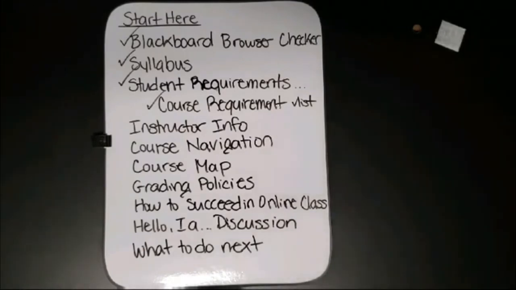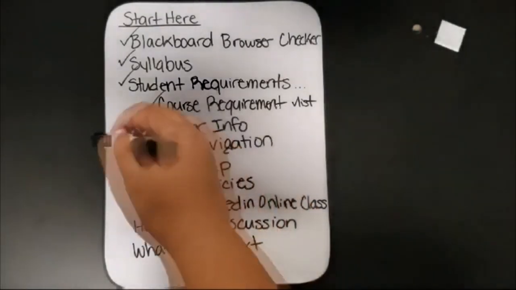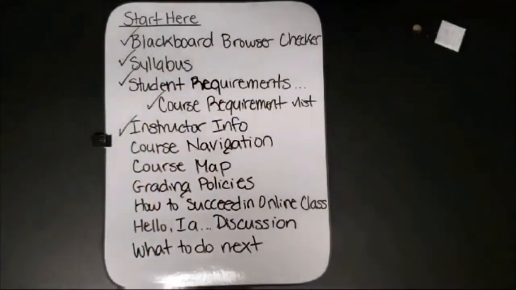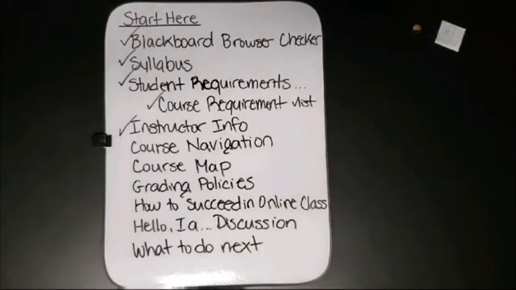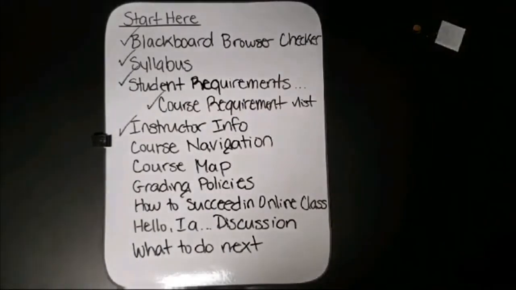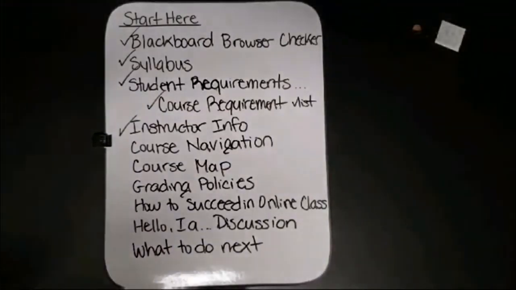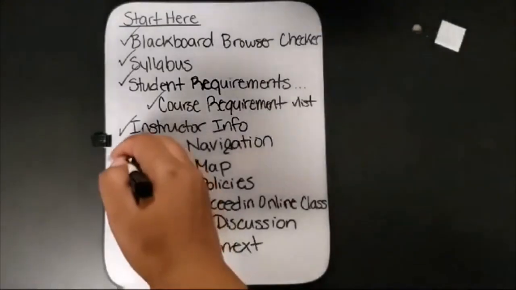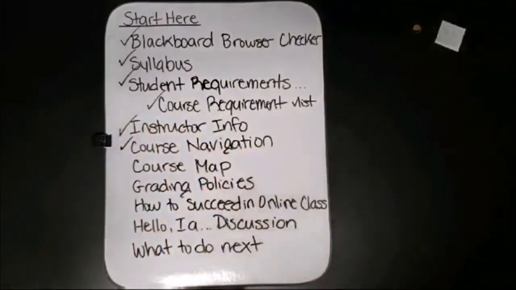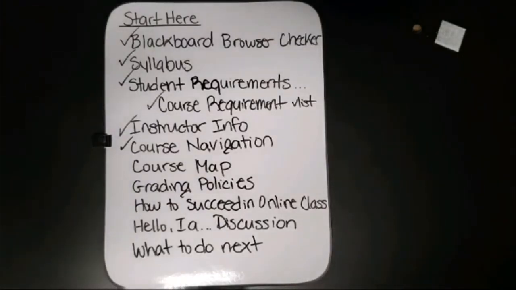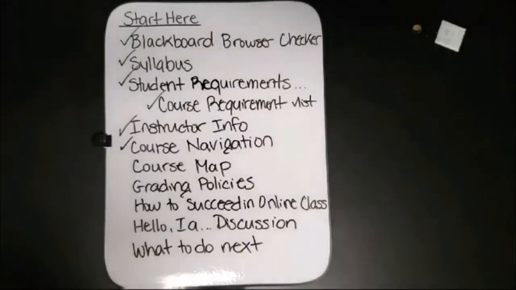Next we have the instructor info, which is just a little info about me. It's a little video saying hey, and that kind of stuff. After that, we have the course navigation. This is a PowerPoint document that you can open up, and it's slides showing you where to find things in Blackboard.